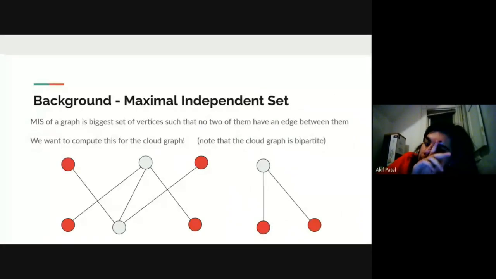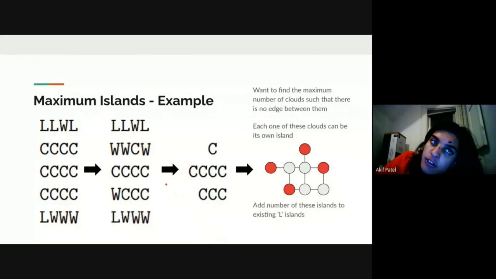And one key thing to realize is that this cloud graph is bipartite. This is a generic thing for these tile graphs, like a grid graph. The graph induced by a grid will always be bipartite. Why? Because you can think of the even and odd checkerboard. Not that these are colored in any way, but think of them as if they were colored like a checkerboard: the black ones would only be connected to the white ones, and the white ones would only be connected to the black ones.